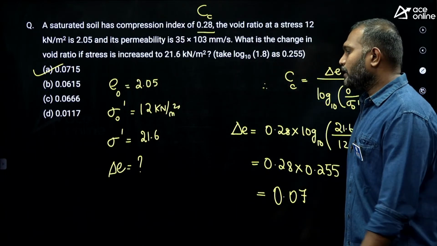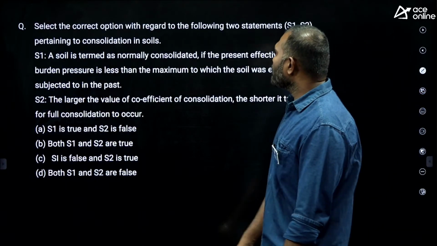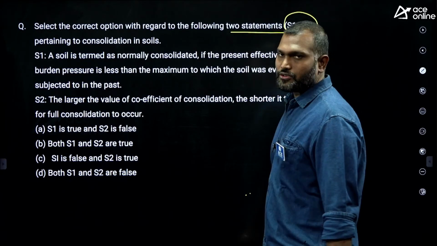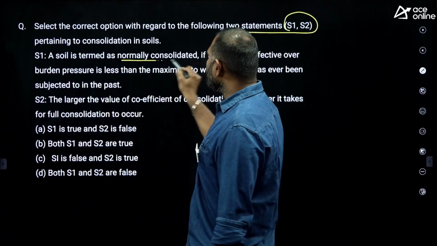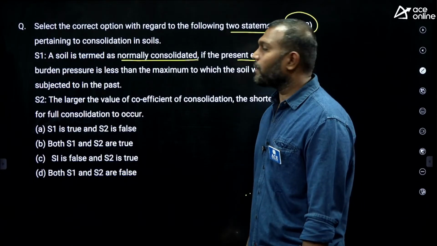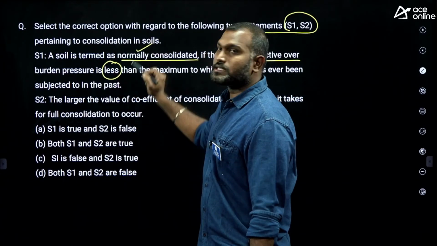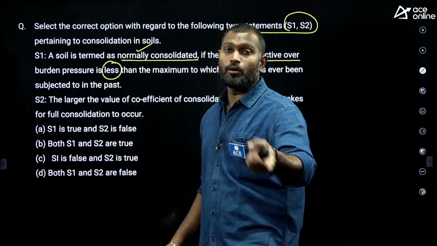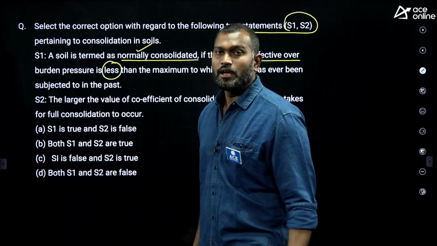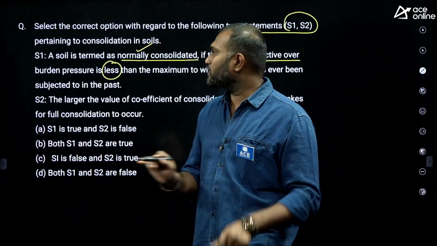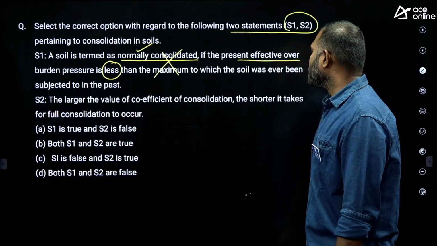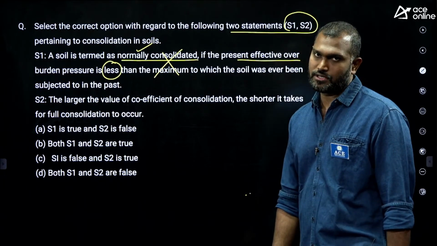Okay. Next, select the correct option with regard to the following two statements, S1 and S2, pertaining to consolidation in soils. A soil is termed as normally consolidated if the present effective overburden pressure is less than the maximum. Nope. It is normally consolidated if the present stress is itself the maximum stress. So it is incorrect. The larger the value of coefficient of consolidation, the shorter it takes for full consolidation.